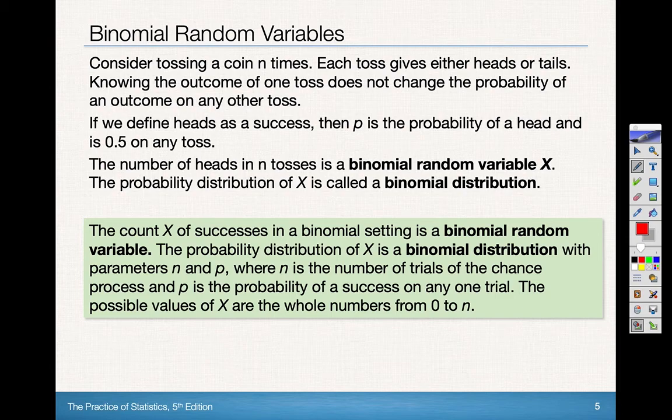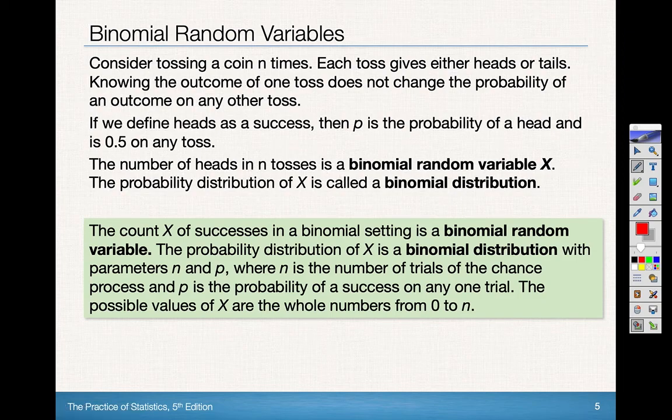Knowing the outcome of one coin toss does not affect or change the probability of the outcome of the next. So we have independent, we have binary. If we define heads as a success, so there's our situation. P, the probability of a heads, is 0.5, a fixed probability each time. So we have binary, independent. We're going to get to our fixed number of trials, and then we have fixed probability. The number of heads in n tosses is a binomial random variable.